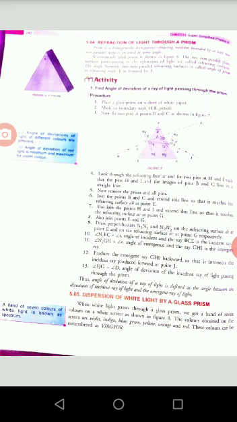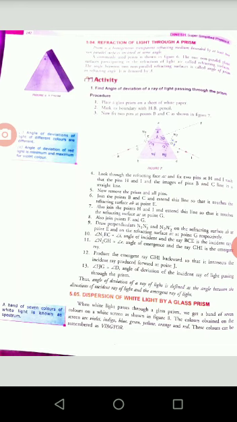In the previous class, we completed the human eye, its structure, the different parts and functions of the parts, and defects in the human eye. Four types of defect we have learned there: myopia, hypermetropia, presbyopia, and cataract.